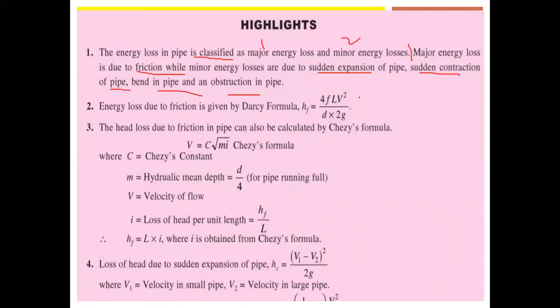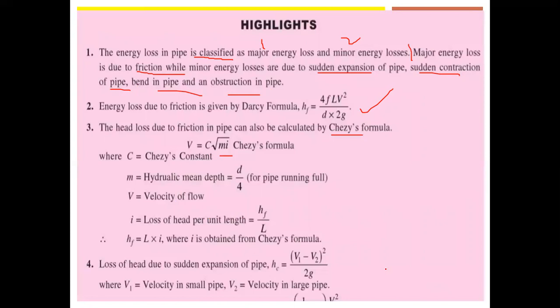Next, the energy loss from the Darcy-Weisbach equation is equal to this one, right? For the major friction losses, we can use this formula as well as Chezy's formula, that is V is equal to C into root of m i, right? So these are the units regarding those formulas.